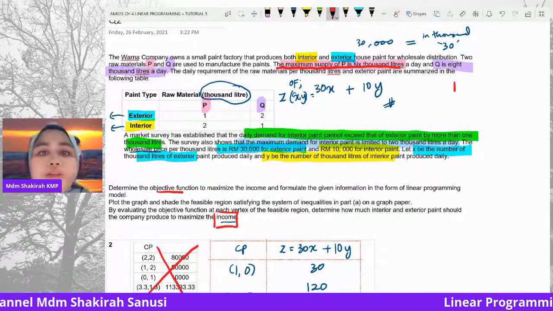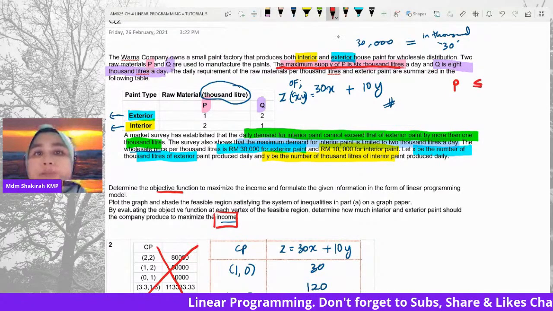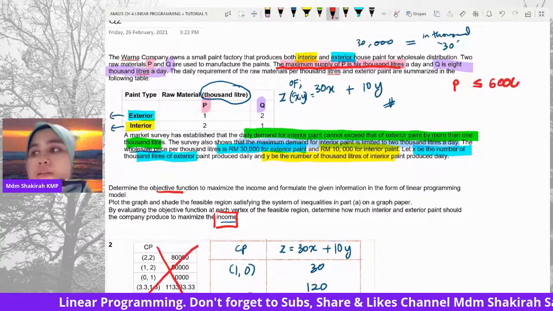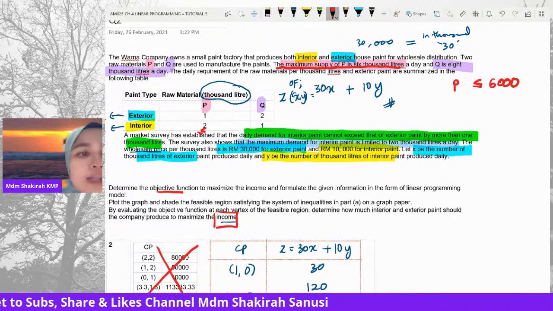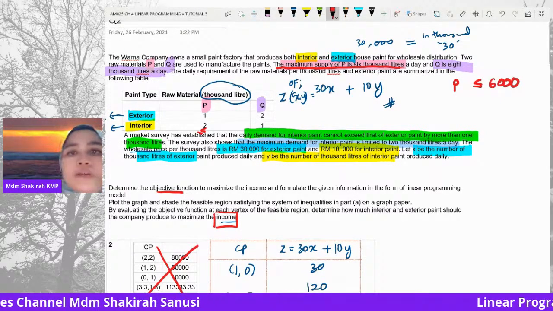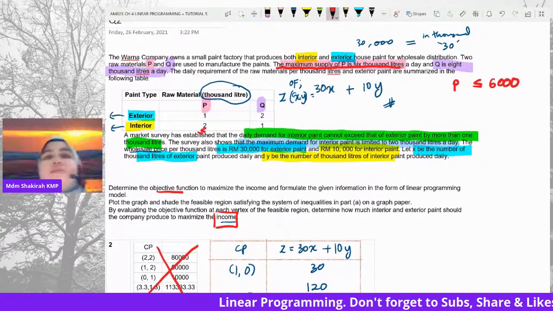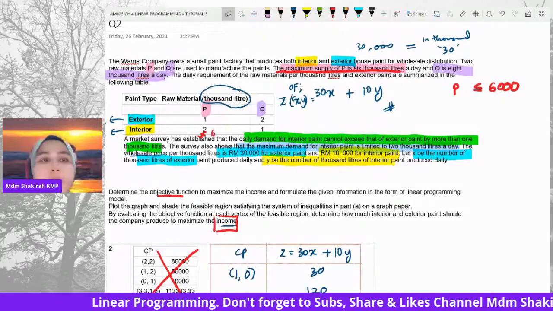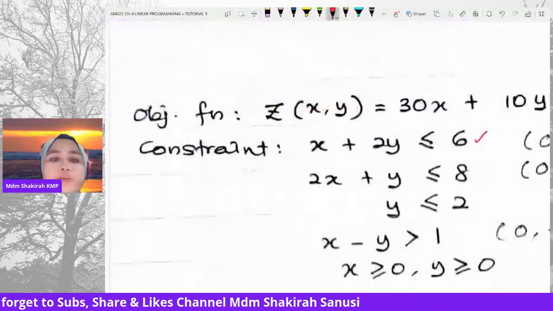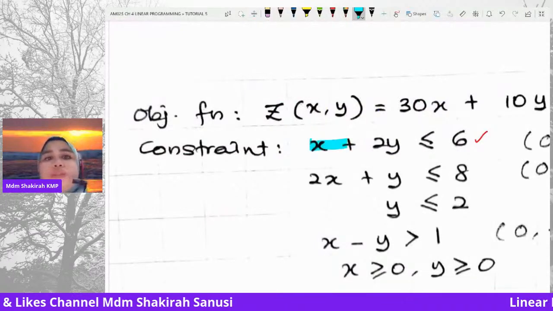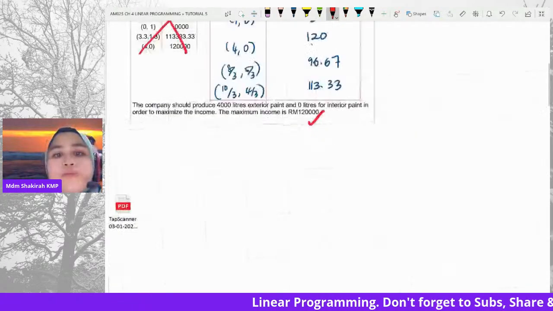Bermakna P, dia punya maksimum dia kan? Maksimum yang paling banyak. So P awak kat sini. Tapi kalau kita nak letak dekat table, kita tak boleh pakai 6,000, kita kena pakai 6. Total P kat sini kita ada apa? 1x plus 2y ataupun x plus 2y less or equal to 6. So inilah hasil dia. This is for P. Tak susah pun, senang je.